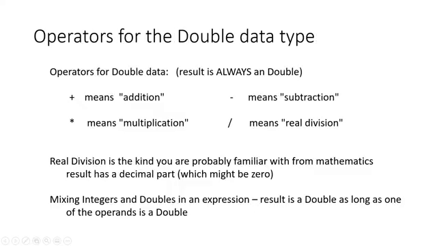Okay, for the double data type, there is no remainder operation. There's only 4 operators, and slash means regular division or real division. So it's the kind you're probably familiar with from mathematics. The result will have a decimal part. Okay, and so if the data that you're being operated on are doubles, the result is always a double. And you can mix integers and doubles in an expression. The integers are converted or promoted to a double, and then the result is a double. So as long as one of the operands, the values being operated on, is a double, the result of an expression is a double.